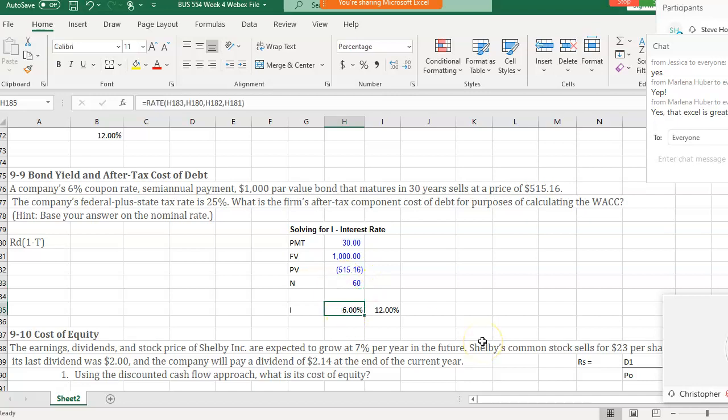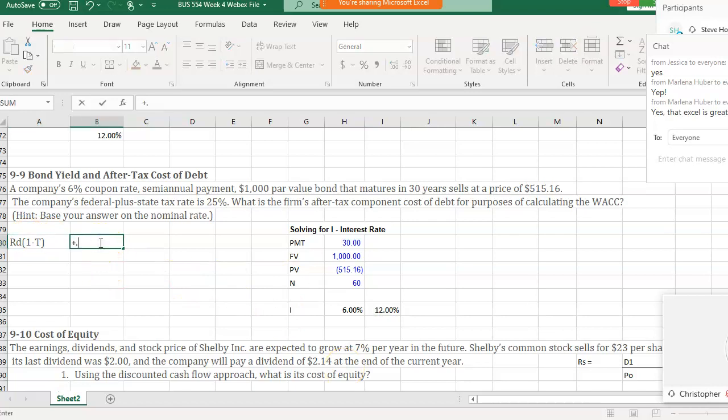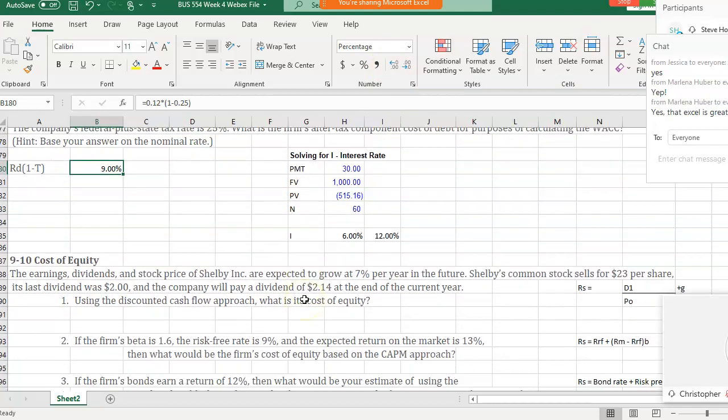So that gets me down to an interest rate of 6. But because this was semi-annual, I actually have to double that answer. So that's why I have this number right here. I have the 6 times 2 for 12. So my answer is 12. Well, then I have to plug in this formula here. So my answer is 0.12 times 1 minus t, t being the 0.25, and then I get my answer of 9%. Okay, so my true answer is 9%. Then I do one left, then we're done.